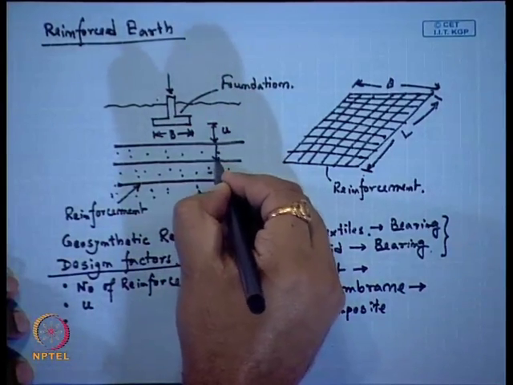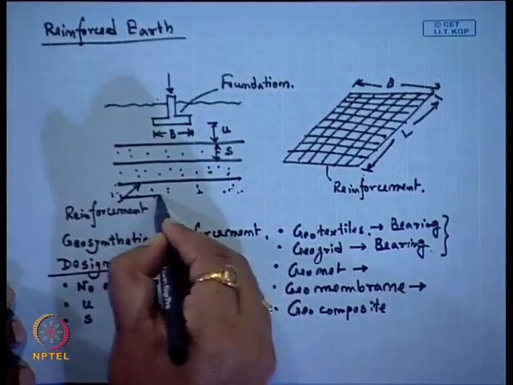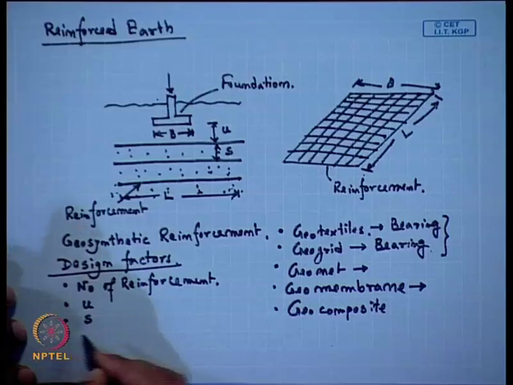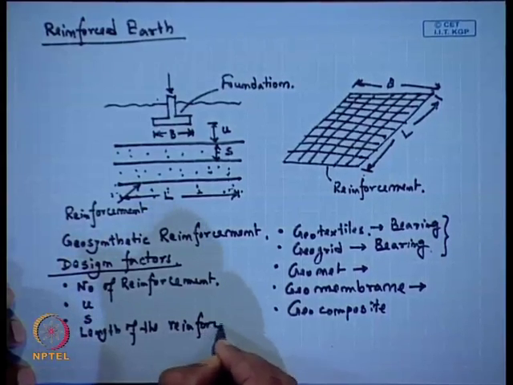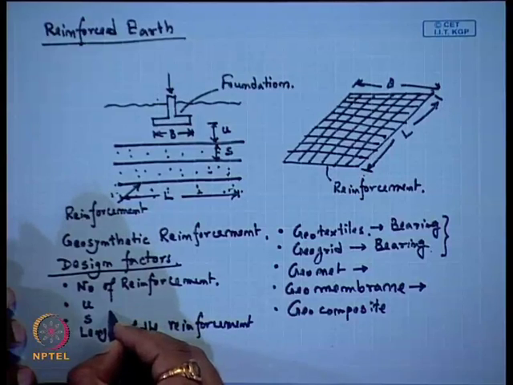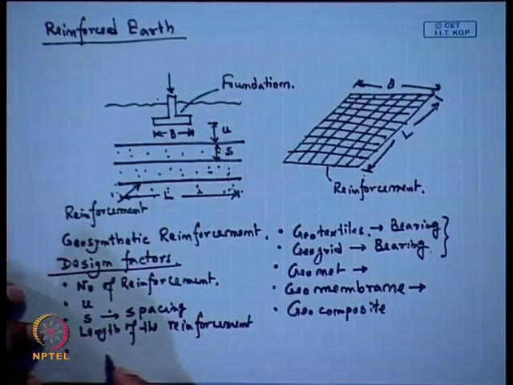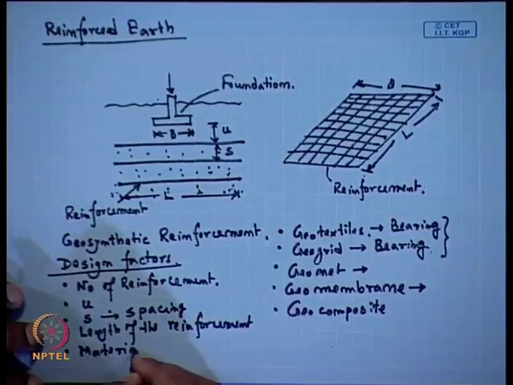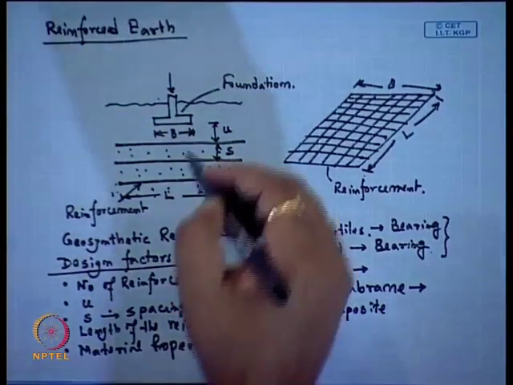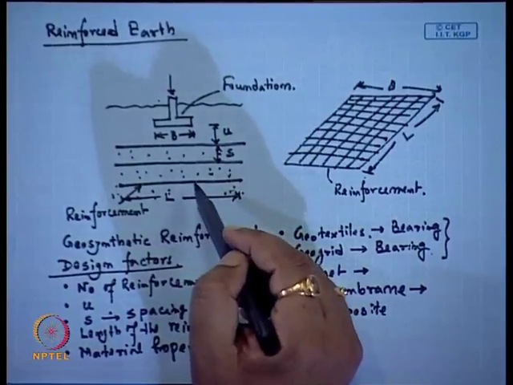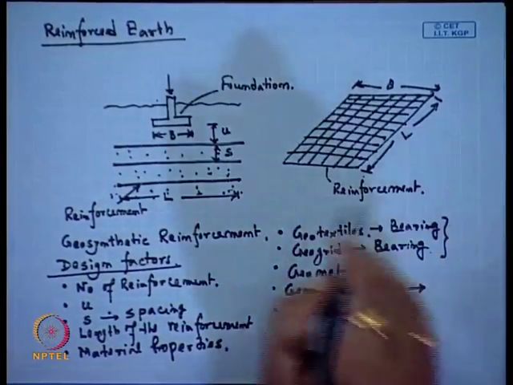Then the spacing between two reinforcement layers, this spacing we also have to decide. And then what would be the length of the reinforcement? Another one is the material property of the reinforcement. So these are the design factors for the reinforcement, and obviously, as usual for the unreinforced soil, the soil properties and the load are also design factors, but these are the additional design factors that we have to consider during the design of the reinforced earth.